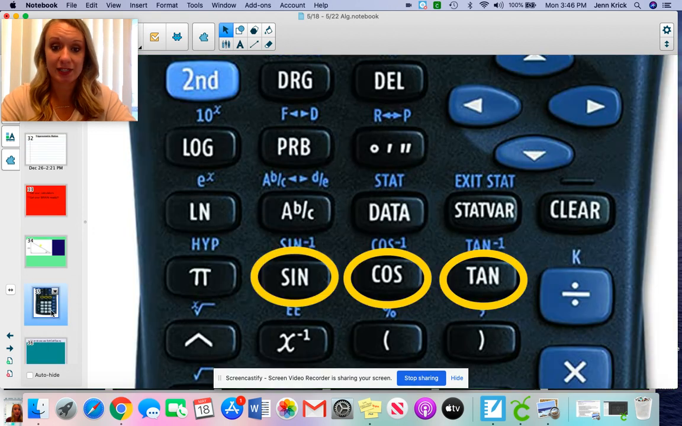On your calculator today, these are the buttons that I'm going to be talking about: sine, cosine, and tangent.